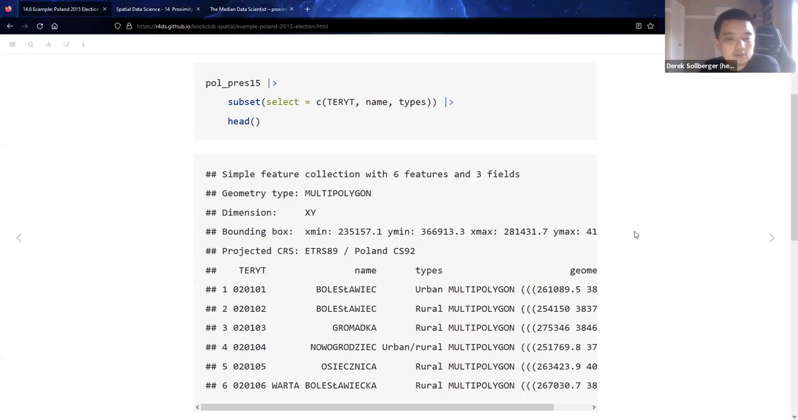So as you can see, we have a multi-polygon, with the usual XY coordinates and bounding box, and a projected coordinate reference system that's made for Poland. Here are the territory numbers in the data set, the territory names. And oh, I misspoke earlier, type talks about whether or not the region is considered to be urban, a city area, or rural, a countryside area, or perhaps a mix.